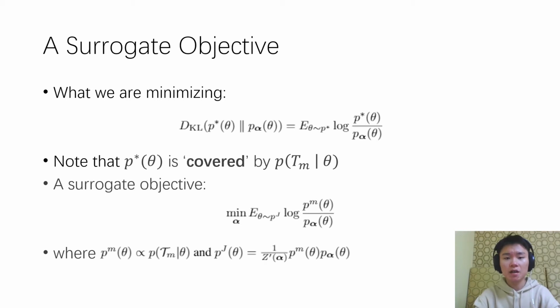And we can notice that P star is actually covered by the data likelihood of the main task. And by covered, I mean that wherever P star is large, the data likelihood will also be large. It makes sense because the data likelihood should be large around the true parameter. So maybe we can replace P star with the data likelihood, and our objective will look like the bottom one. Here PM is proportional to data likelihood. And note that we also change the distribution we sample from to PJ, which corresponds to the joint loss of the main task and auxiliary tasks. We will explain this later.